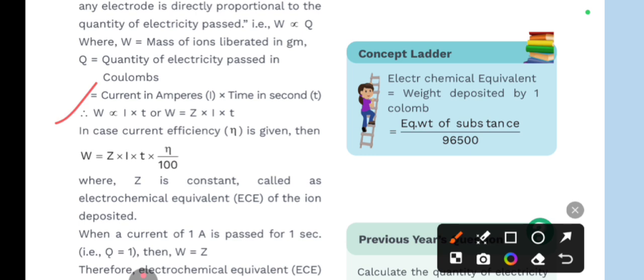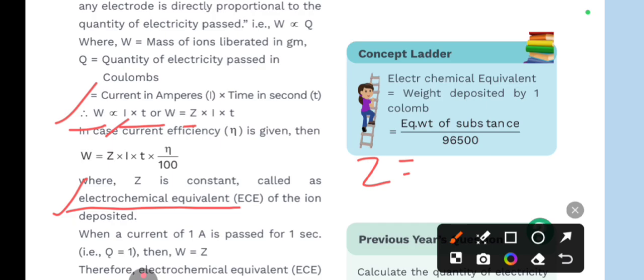the amount of substance that can be deposited is directly proportional to IT. It means how much electricity you give determines how much amount will be deposited. If you remove the proportionality, you will write Z here. So what is the meaning of Z? It is the electrochemical equivalent, as the name suggests.